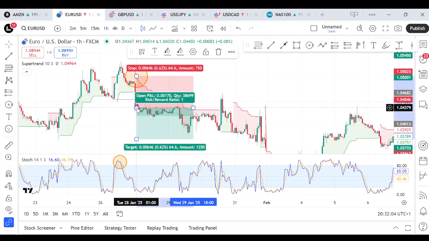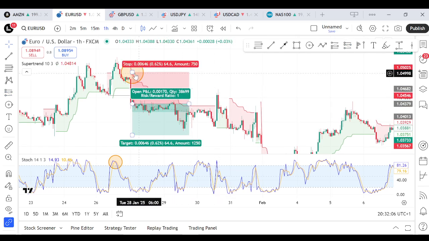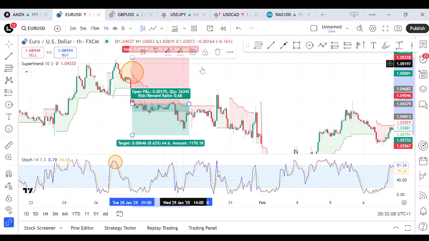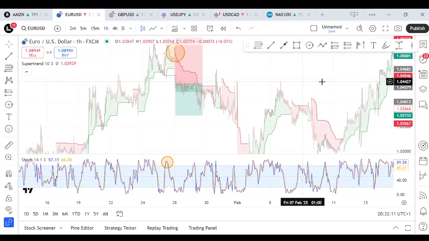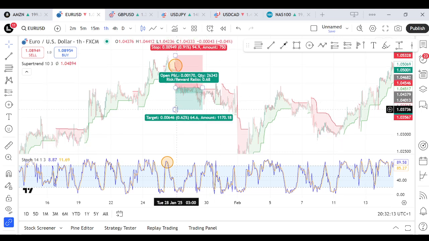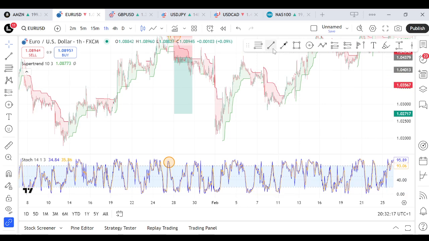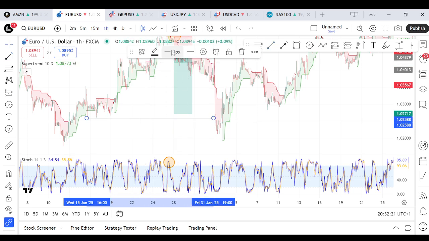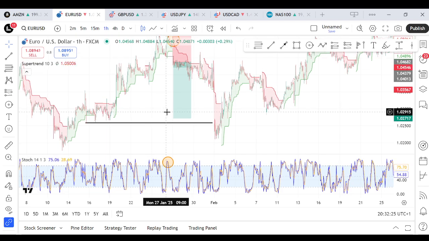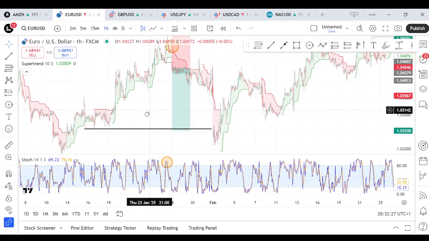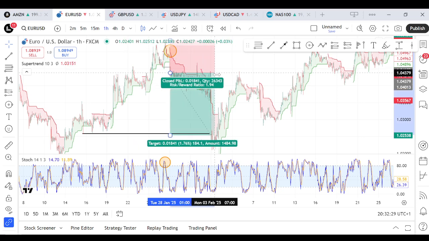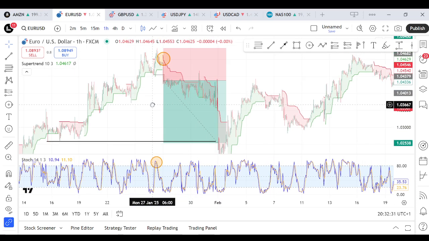We just place at the next candle, stop loss above the high, and our take profit levels at a fixed risk reward ratio of 1:2, or we could just decide to target significant support levels like this one. And that is how I would have been able to take this trade using the SuperTrend Stochastic Strategy.